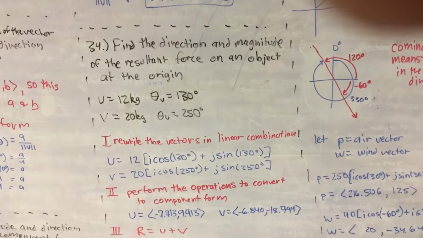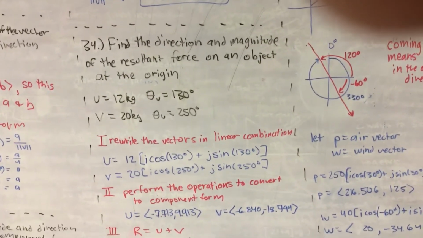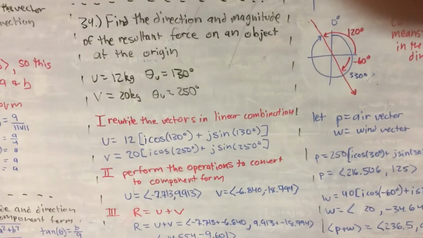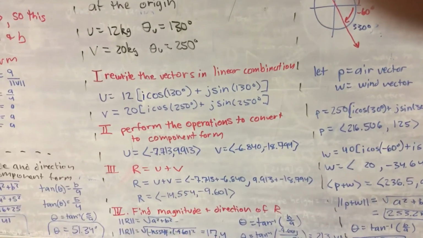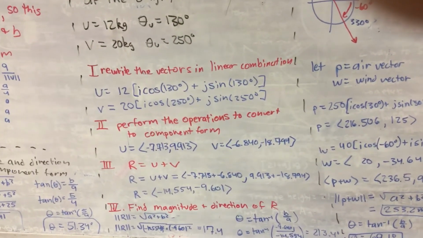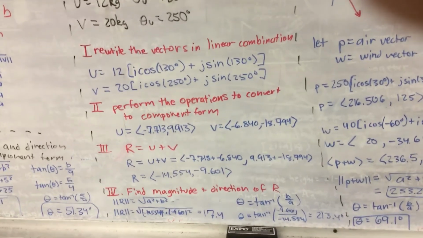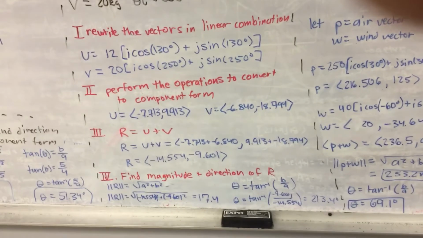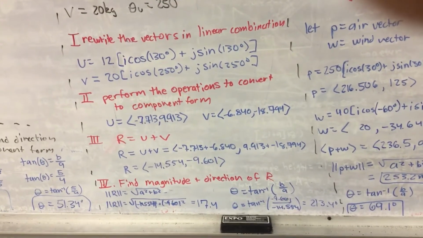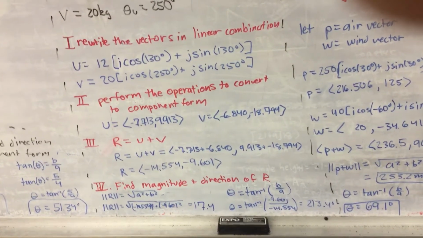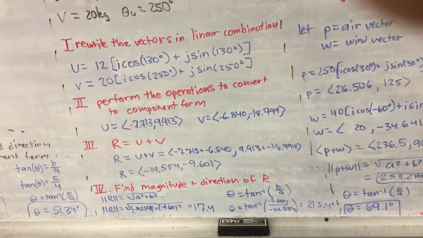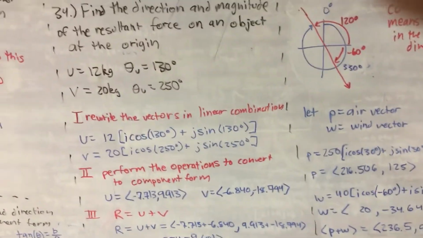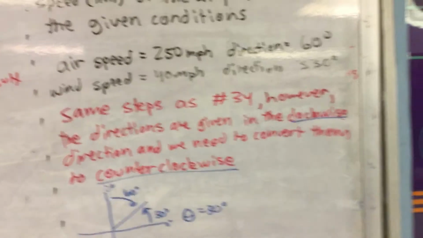Anyway. For 34, we're starting with 12 at 130, 20 at 250. We rewrite it. You can see it there. Now I put those into the calculator and I get these vectors. The resultant is the addition of the 2 vectors, so we just add them together. Simple. Then we find the magnitude and direction. A squared, B squared, inverse tangent, B over A. Very simple. You guys got this. They look difficult. All the steps are easy. We've done them before. Okay?